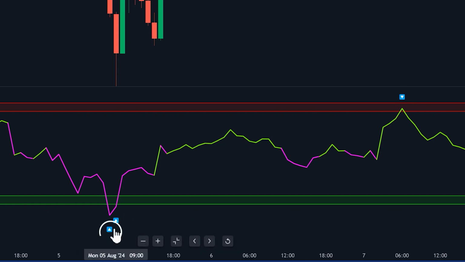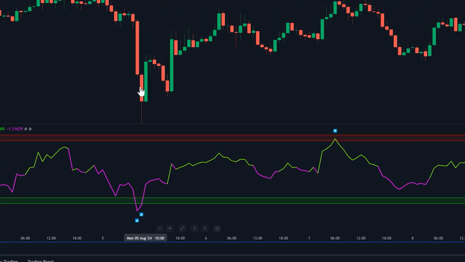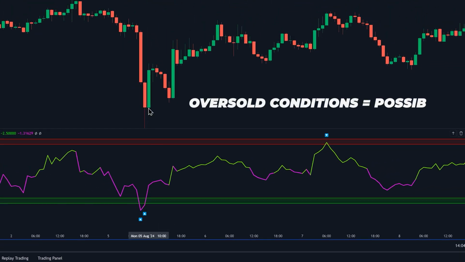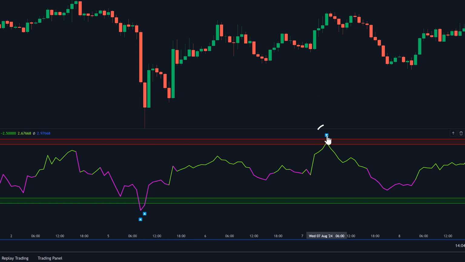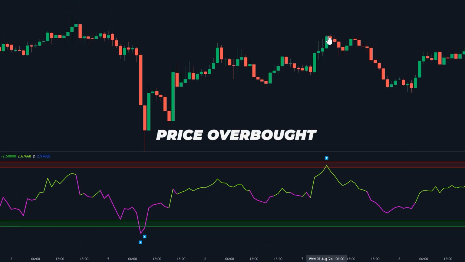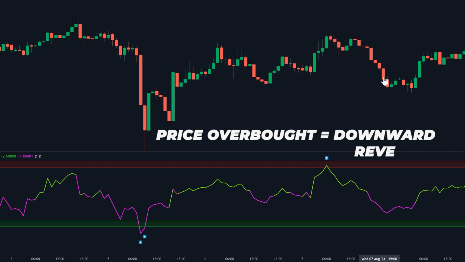A buy signal occurs when the Z-Score crosses above the lower threshold, suggesting that the price has fallen below or touched this threshold, indicating potential oversold conditions and a possible upward reversal. On the other hand, a sell signal occurs when the Z-Score line crosses or touches the upper threshold, implying that the price may be overbought or could be primed for a downward reversal.